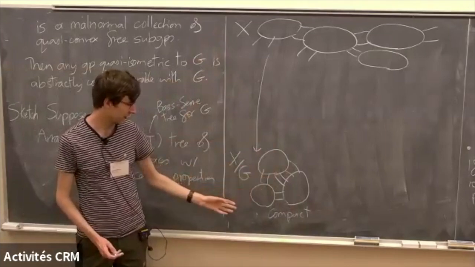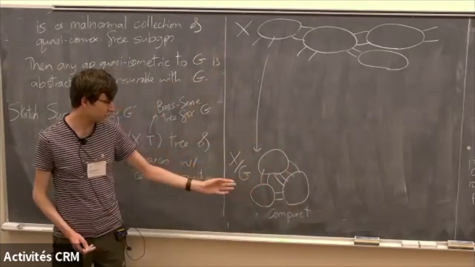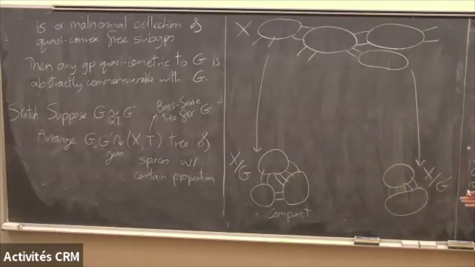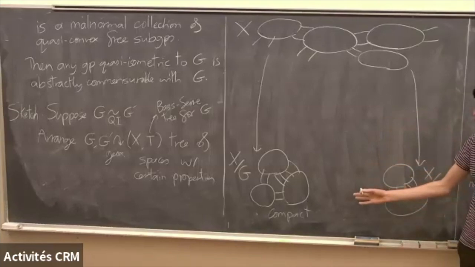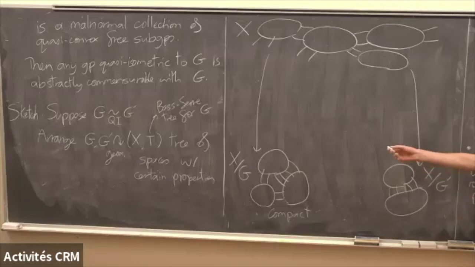So this quotient is a compact graph of spaces with fundamental group G. And similarly, we get one for the quotient X mod G prime. So some graphs of spaces living downstairs here. Okay, so what we want to do now is construct a common finite cover of these graphs of spaces, as a common finite cover would correspond to isomorphic finite index subgroups of G and G prime, which is what we're trying to show. We're trying to show that G and G prime are abstractly commensurable.